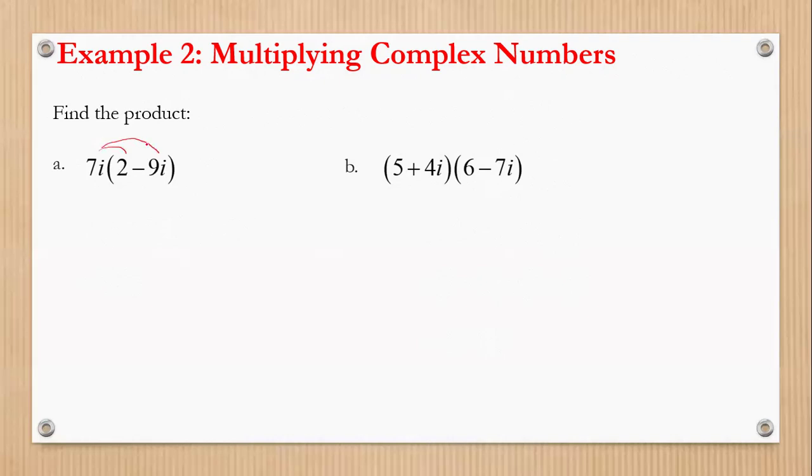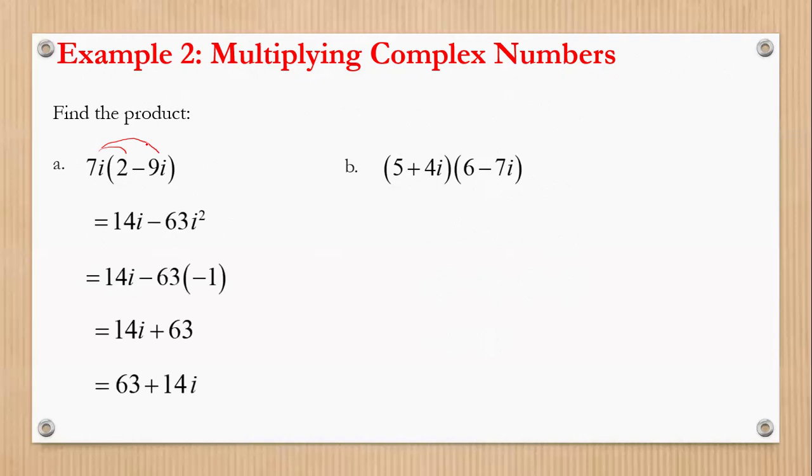We need to distribute 7i by the parenthesis, which means multiply 7i by 2, which is 14i, and distribute 7i by negative 9i, which is negative 63i squared. So remember, when you multiply i times i, it gives you i squared. Now, you know the i squared is always equal to negative 1, so you need to replace the i squared by negative 1. And if you replace i squared by negative 1, negative 63 times negative 1 gives you positive 63. Now your answer is 14i plus 63.